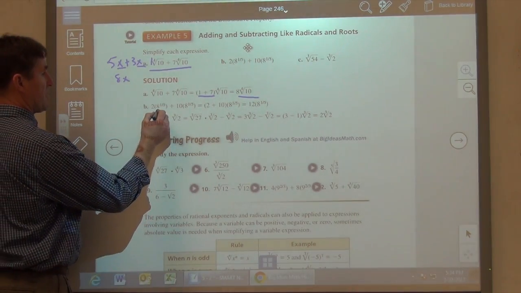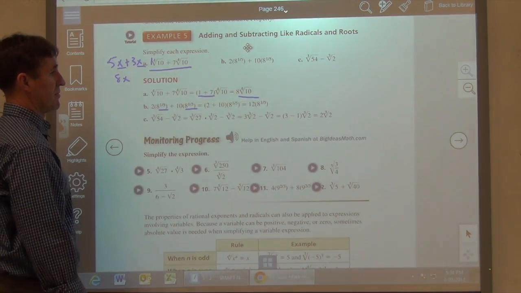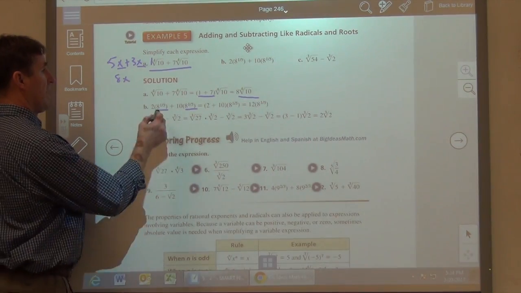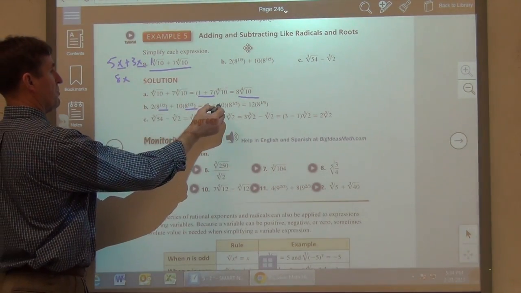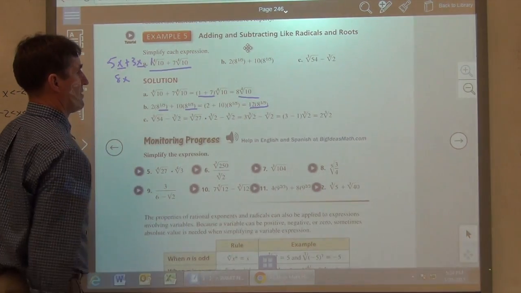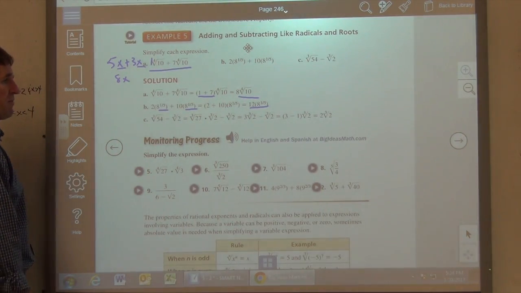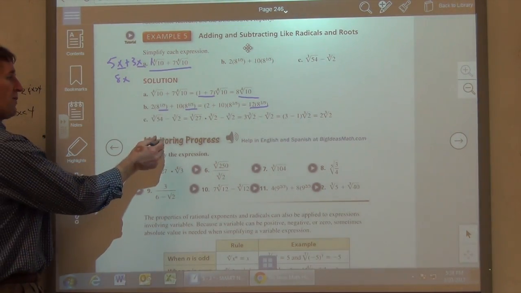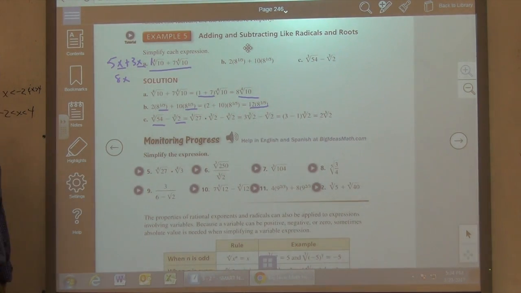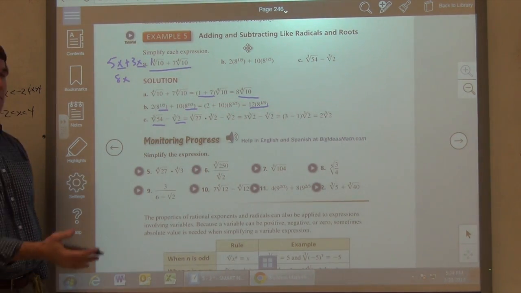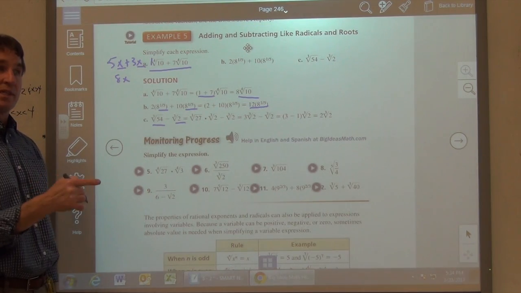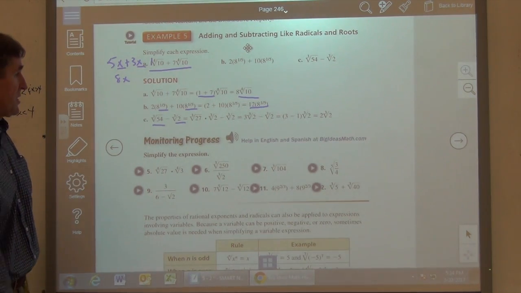So because these are the same, I just add the numbers in front, so I get 2 plus 10, so I get 12, 8 to the 1/5 power. Now you have to be careful here, because these are not the same. When they're not the same, we can't add or subtract them, unless we can simplify them to get them where they are the same.